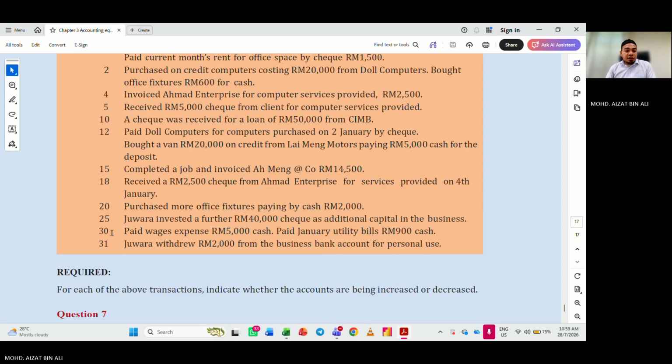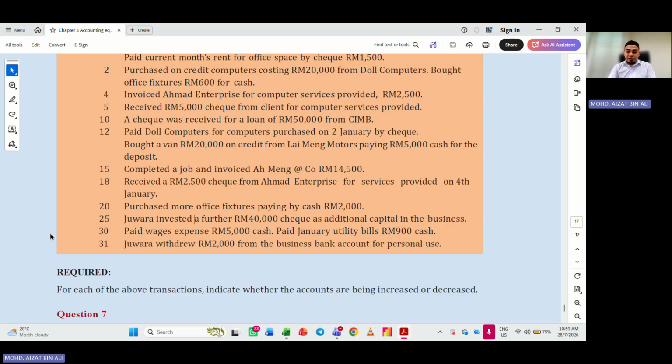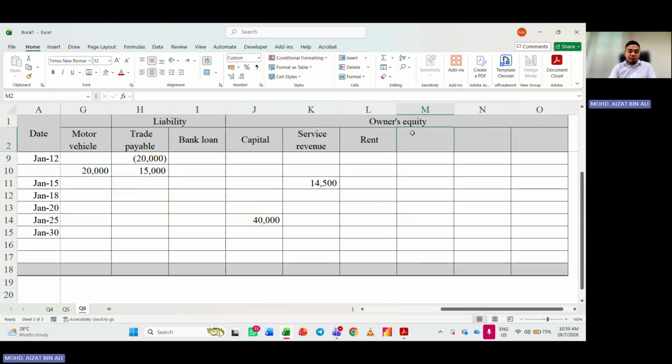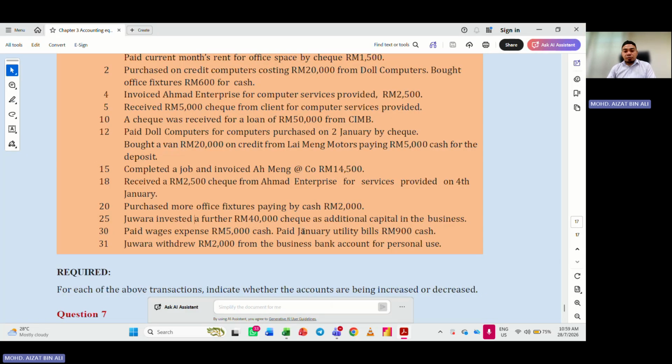Next, 30th January, paid wages expense 5,000 ringgit cash. So January 30th, cash decreased by 5,000 ringgit. And because we are paying for expenses, so create, was it salary or wages? Wages. Wages expenses, 30th January, 5,000 ringgit. Because this is an expense, and expenses reduce owner's equity, it must be in brackets, minus 5,000 ringgit.